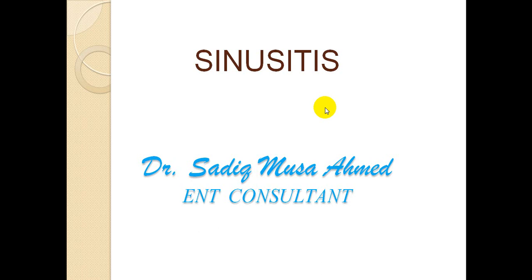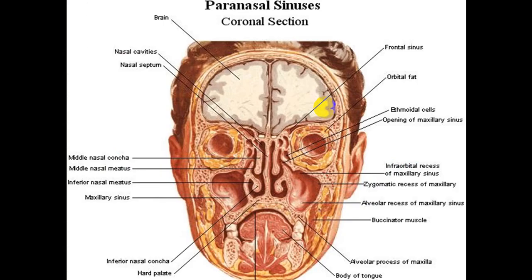Our subject today is about sinusitis. This is a coronal section of the nose and paranasal sinuses. It shows the maxillary sinus, the ethmoid, and the frontal sinuses. And this is the nasal septum. This is the inferior turbinate and the inferior meatus, the middle turbinate and the middle meatus.